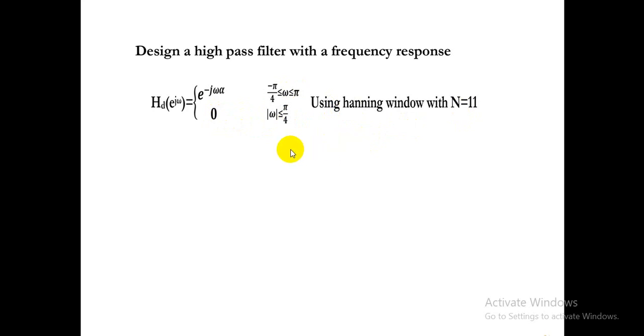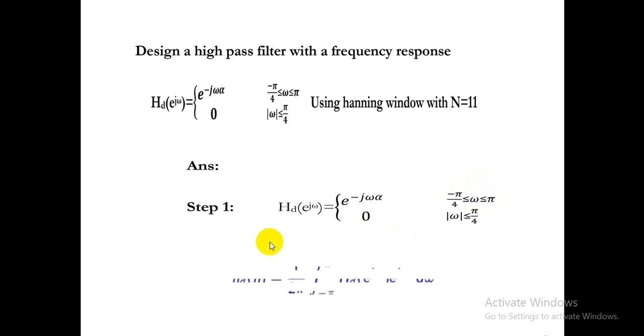First, let me start with the given Hd(e^jω) = e^(-jωα), and since it is a high pass filter, we can take it from -π/4 to +π, where ω lies from -π/4 to +π, and it is 0 for magnitude less than π/4. It's clear. Next, we have to find hd(n).